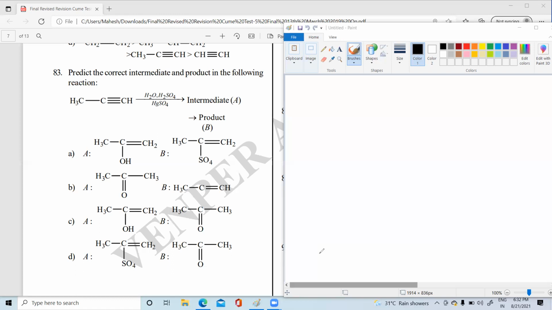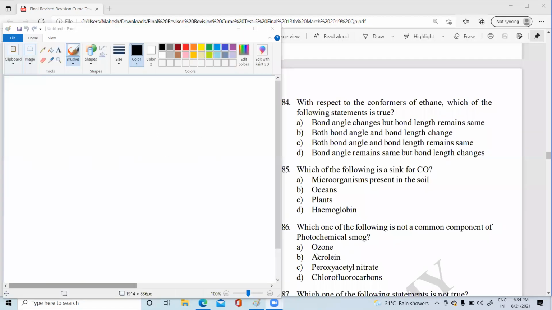Question number 88. Which of the following is not a common component in photochemical smog? In photochemical smog, mainly ozone will be present, acrolein will be present, and peroxyacetyl nitrate will be present. But chlorofluorocarbons are not present in photochemical smog. So option D is the correct answer, students. Option D is the correct answer. So next, students, we go for another question.